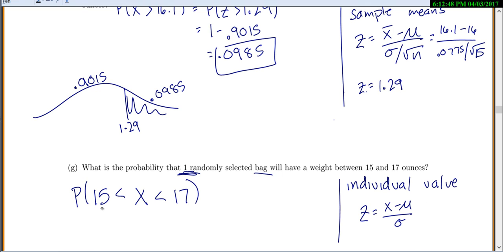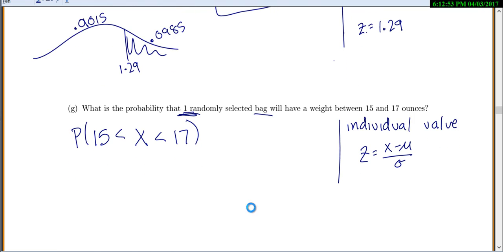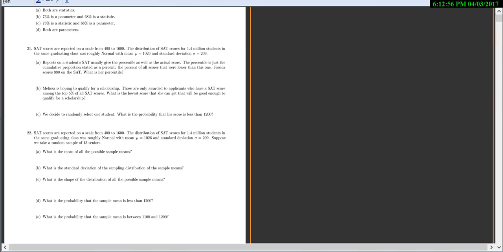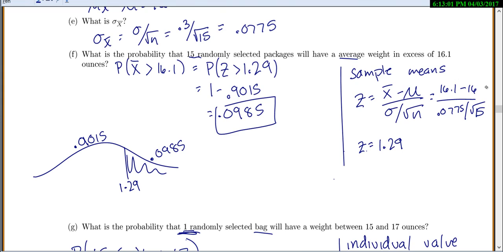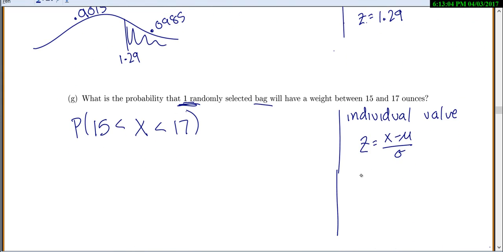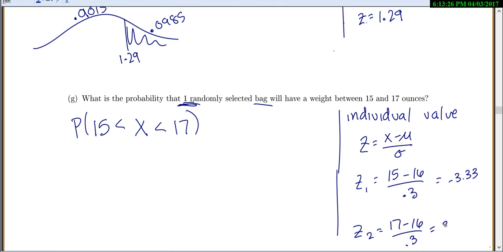In this case, notice how I have two different x values. I want to know between 15 and 17. That means you need to standardize twice. So for my first one, I'll put my first x value of 15 minus my population mean, 16. My standard deviation is 0.3, so that gives me negative 3.33. For my second one, I put in my x value of 17, keep everything else the same, and I get positive 3.33.